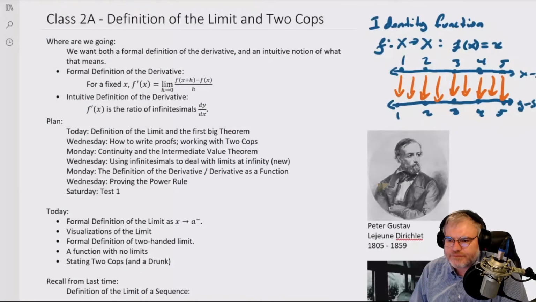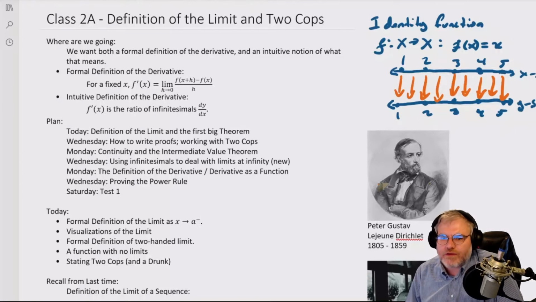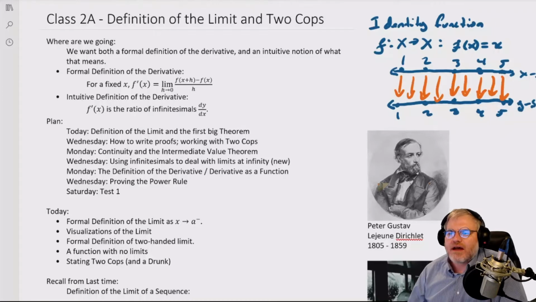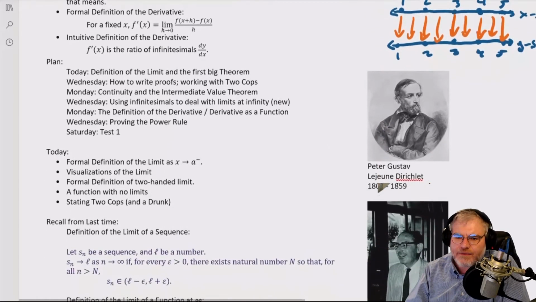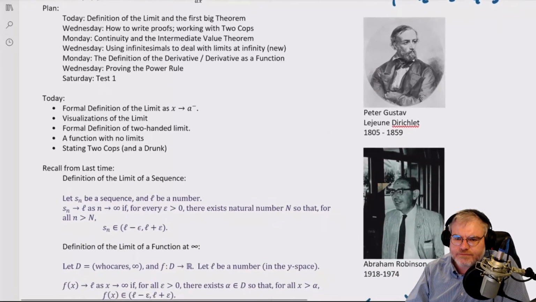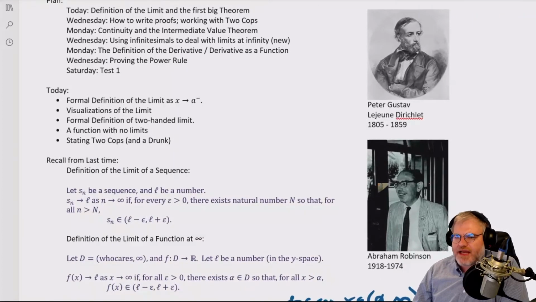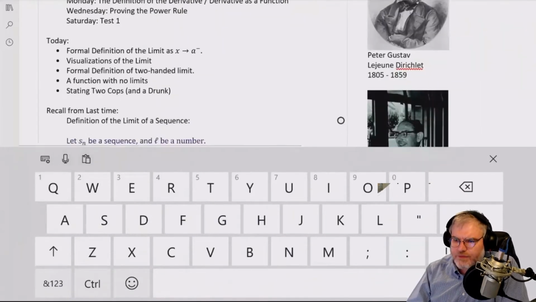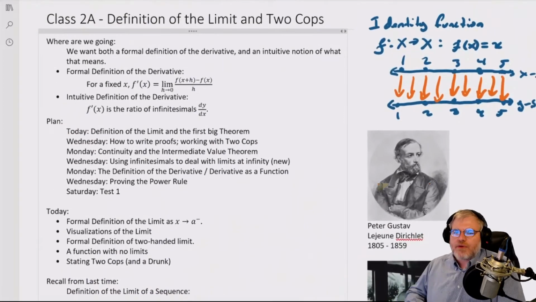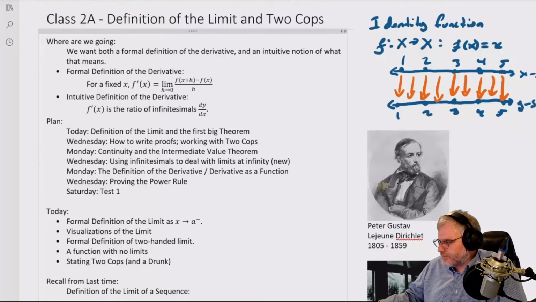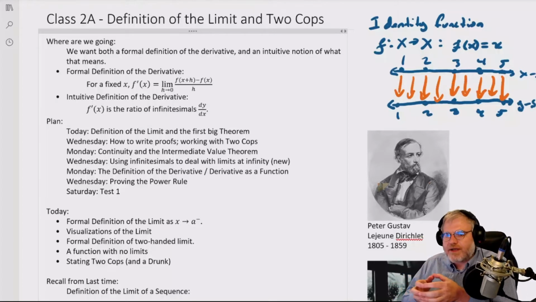So let's see. Last time we talked about the definition of a sequence, and we ended with the definition of the limit of a function as x went to infinity. So today we're going to pick up the definition of the limit and the first big theorem. Today we're kind of stealing a lecture, so I'm going to do the formal definition of the limit today. And we're going to talk about some visualizations to kind of get a handle on these definitions and things like that.